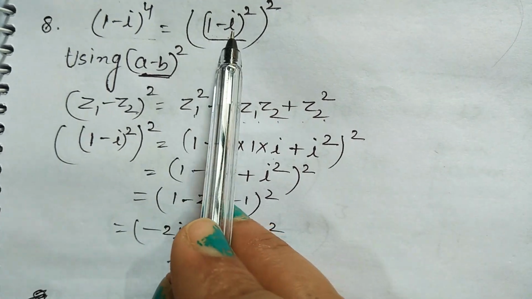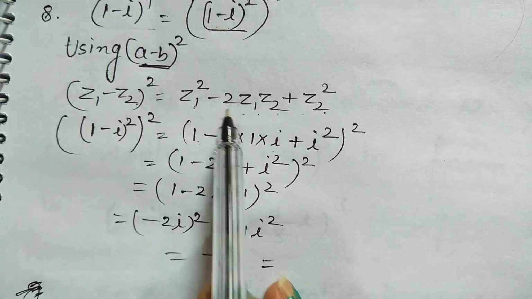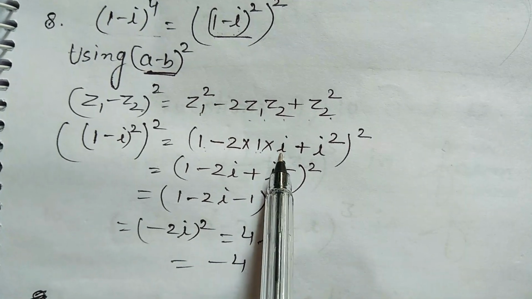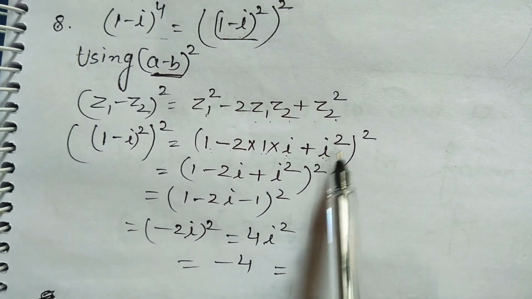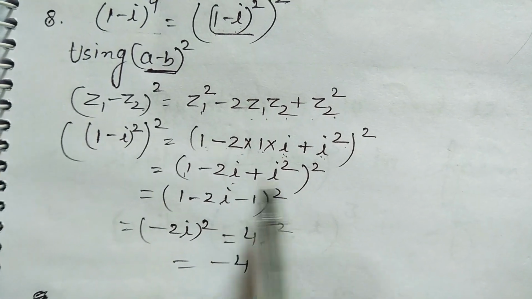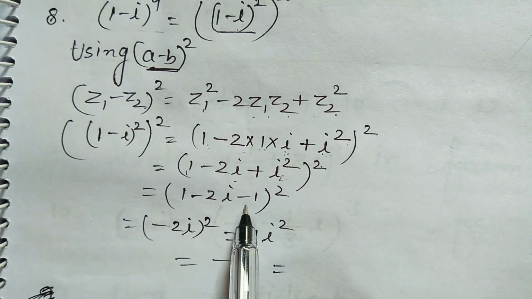What is z2 here? Iota. So (z1 - z2) square is z1 square minus 2 into z1 into z2 plus z2 square. Here z1 is 1 and z2 is iota, so 1 minus 2 into iota plus iota square, whole square. We know that the value of iota square is minus 1.